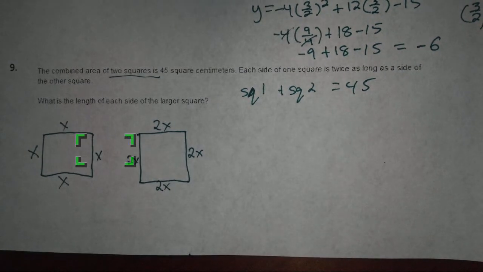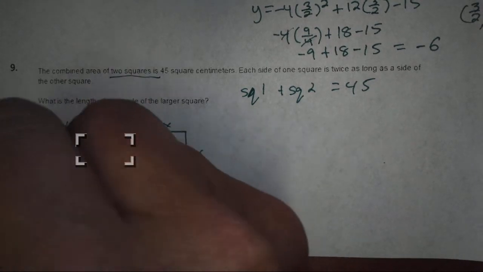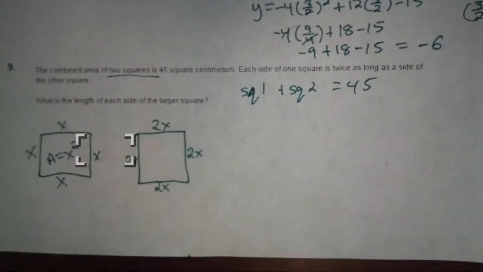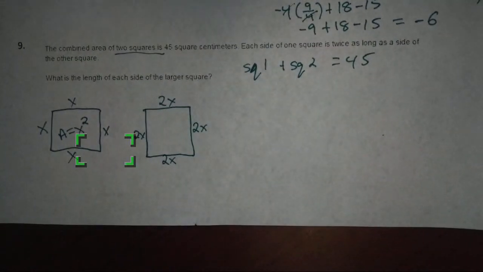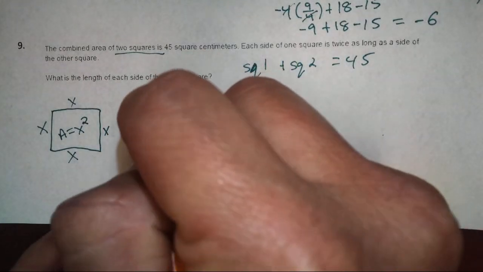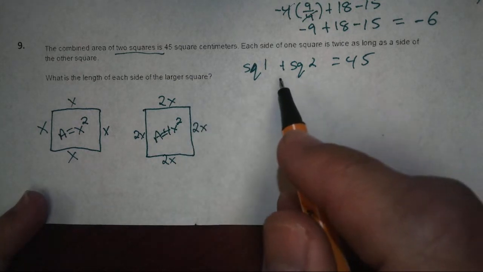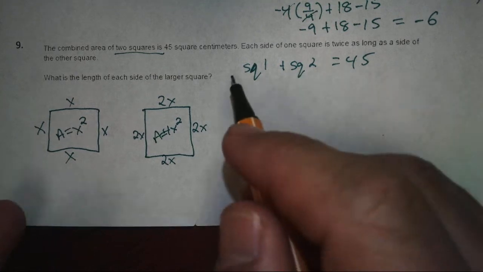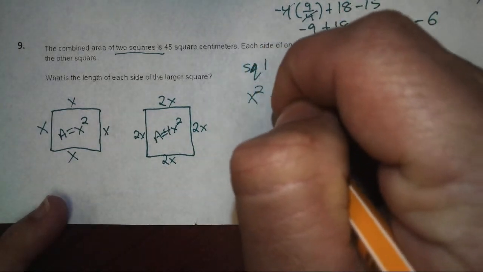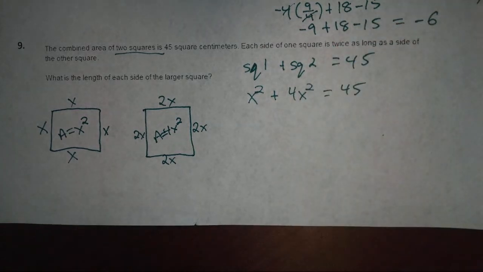And now they're talking about the area. So area we find out by multiplying the length and the width. So the area of the first one, x times x, which is x squared. The area of the second one would be 2x times 2x, which is 4x squared. So square 1, let's go back to this formula because it says the 2 squares together make 45. So square 1 is x squared. Square 2 is 4x squared, and that equals 45.